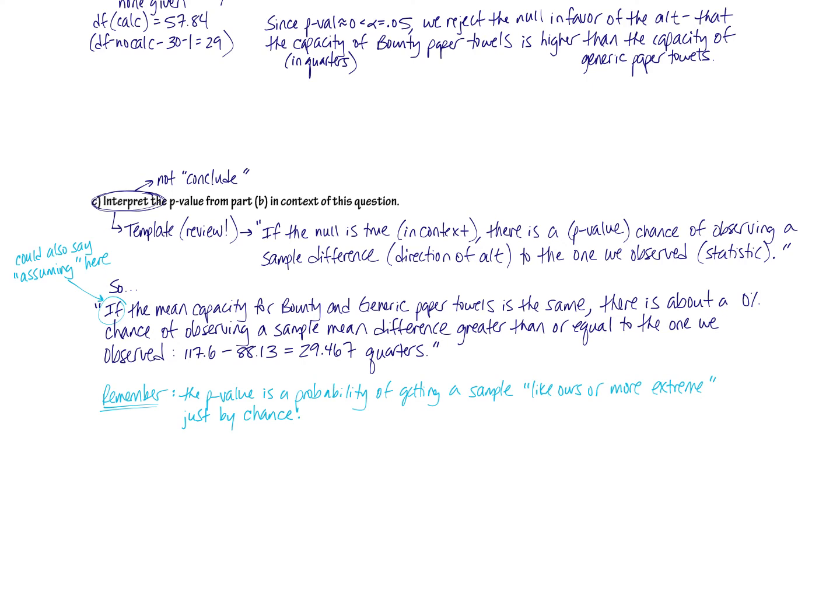Okay, and it's or greater because this was a one-sided test. Remember, we would double that p-value if it was a two-sided test. The p-value is the probability of getting a sample like ours or more extreme just by chance. And so since that probability of getting a sample mean difference is so low, that's so unlikely, that means we do have evidence that bounty is better than generic.